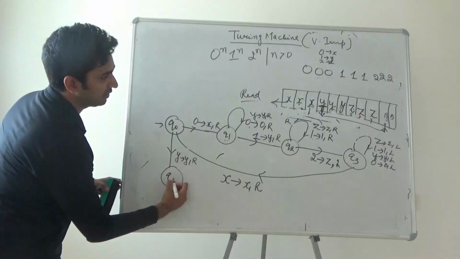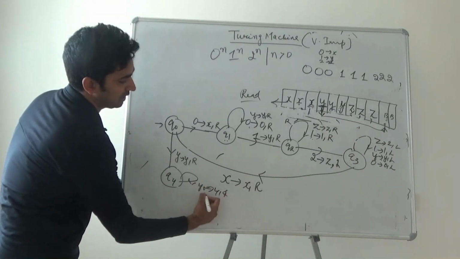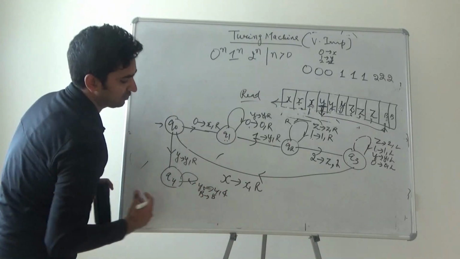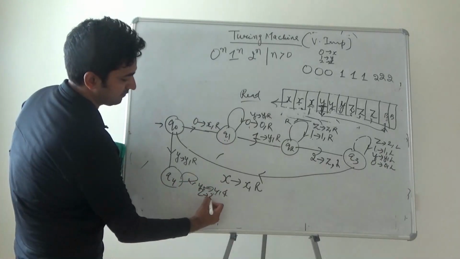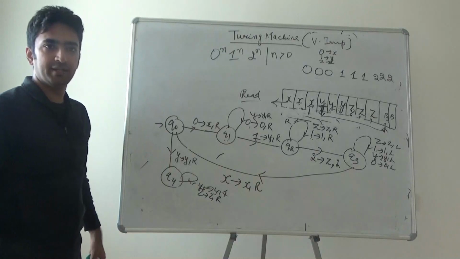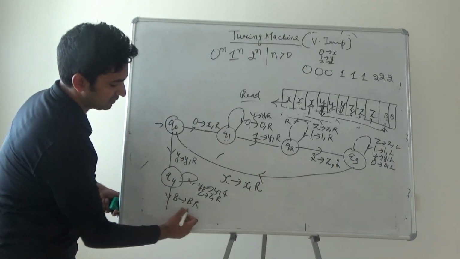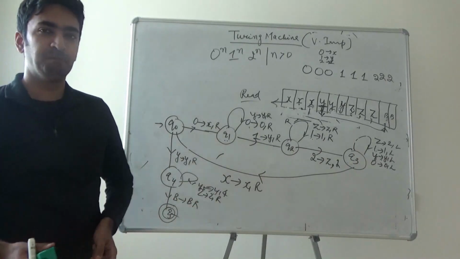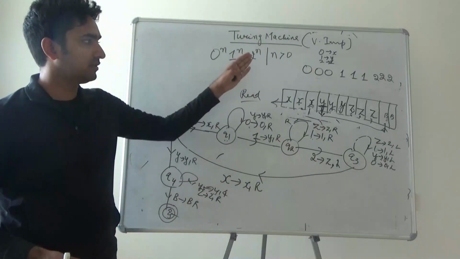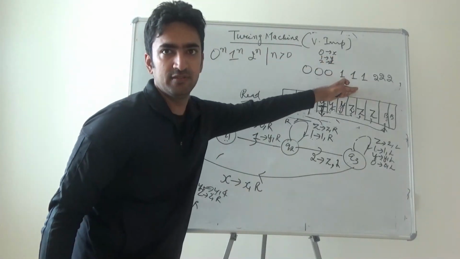So I am writing Q4, all y's are encountered and all z's are encountered. You are moving in the right direction. Now you have reached the blank symbol. The moment the blank symbol is reached, you reach the final state. So 3 zeros converted to 3 x's, 3 1's converted to 3 y's, 3 2's converted to 3 z's.